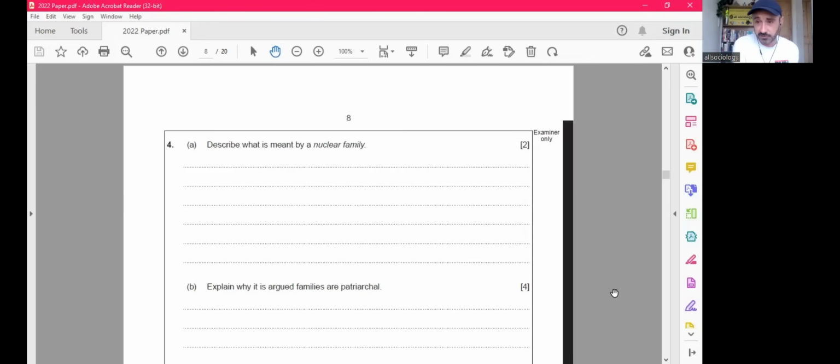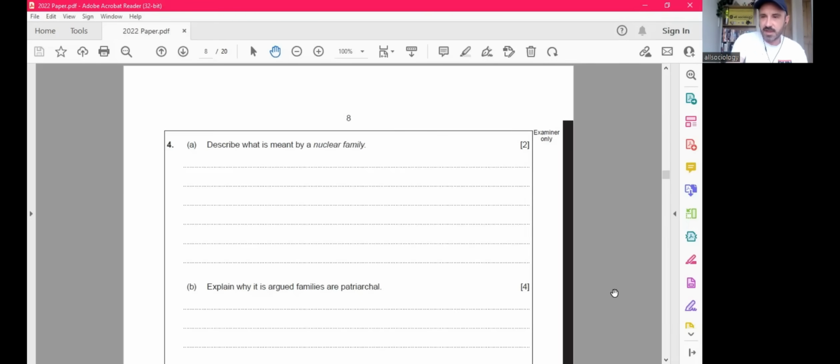You need to give the basic definition of the nuclear family. That is a family of 2 parents and 2 or more biological children. You might want to mention, for instance, that it's a 2-generation family. So you've just got mum and dad and then kids, for instance. Then you're probably going to need to say something a little bit extra on top of that.